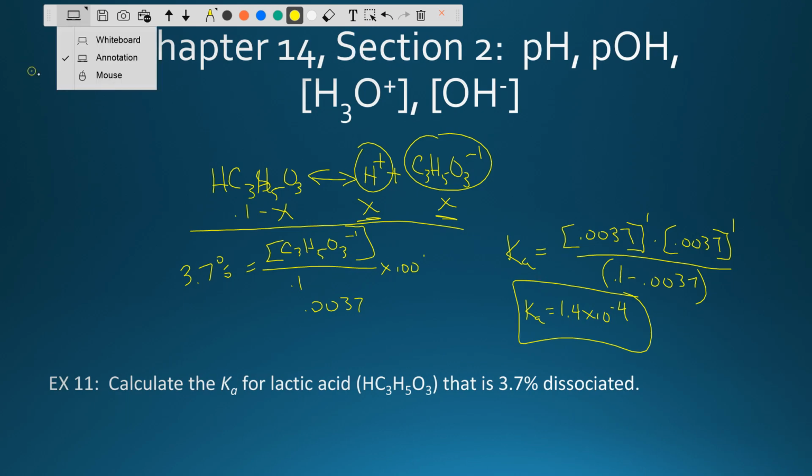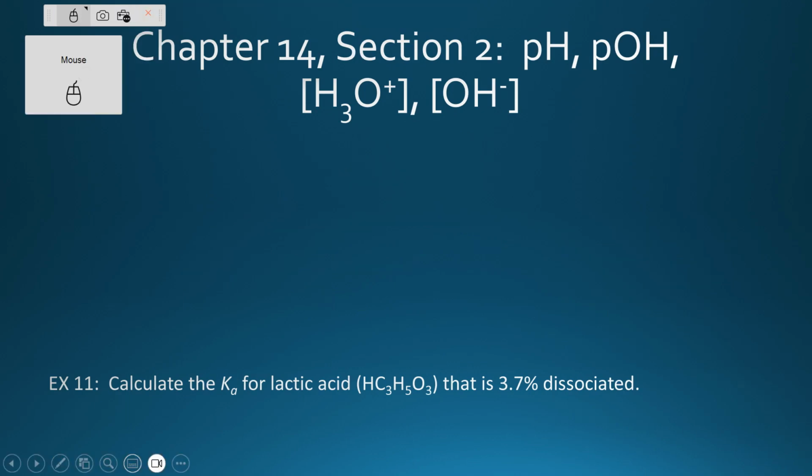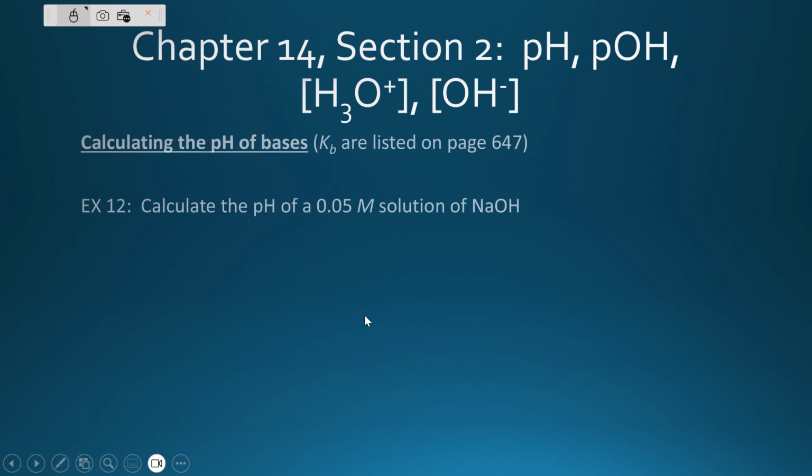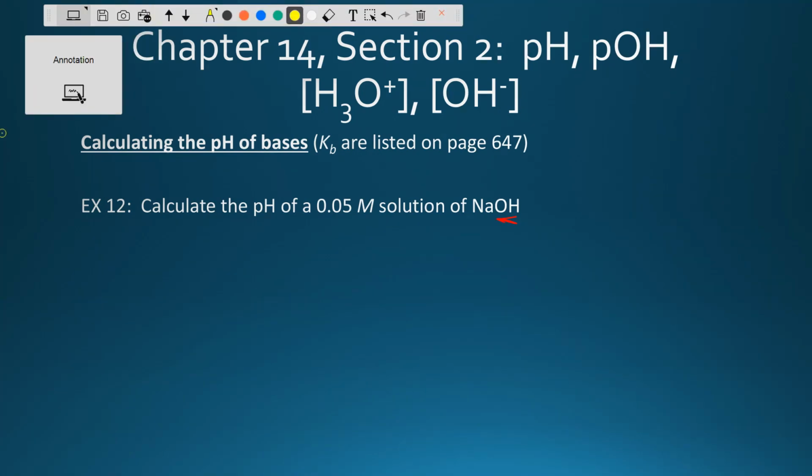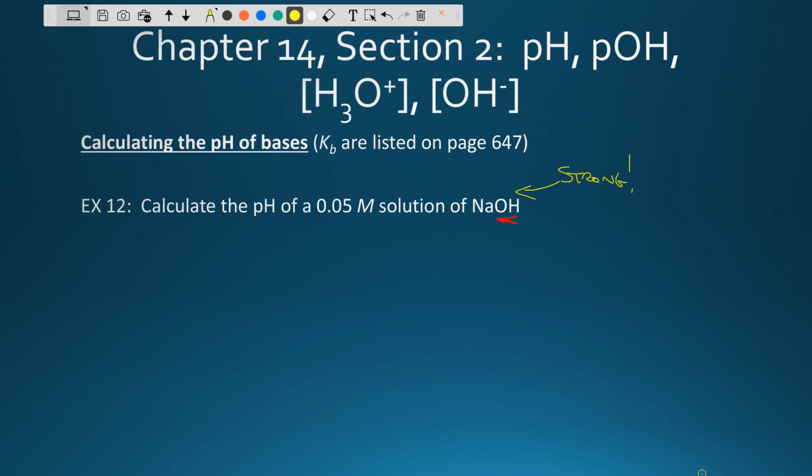Let's now flip over into just a couple of problems with hydroxides. We're going to calculate the pH of bases, and we do have another chart with those values that we'll be seeing. Let's calculate the pH of a solution of hydroxides. We've done a couple of these problems already, so let's revisit some of those. This is a strong base, so it's going to be dissociating 100%. This is pretty simple because my sodium hydroxide will break down into my sodium ion as well as my hydroxide ion.